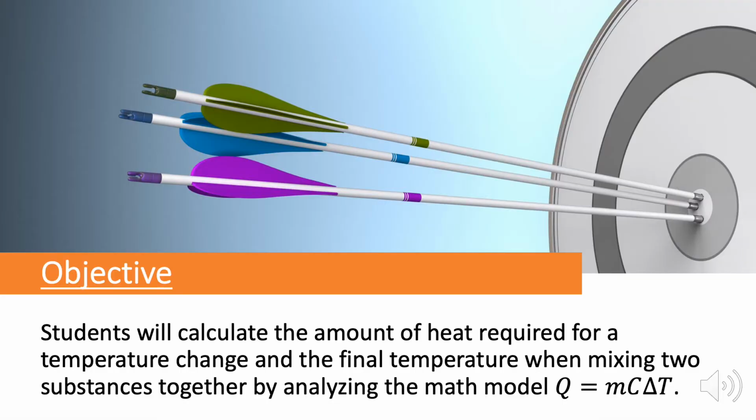Students will calculate the amount of heat required for a temperature change and the final temperature when mixing two substances together by analyzing the math model Q equals mcΔT, or mc delta T. Now, the common name for this equation is Q equals MCAT.